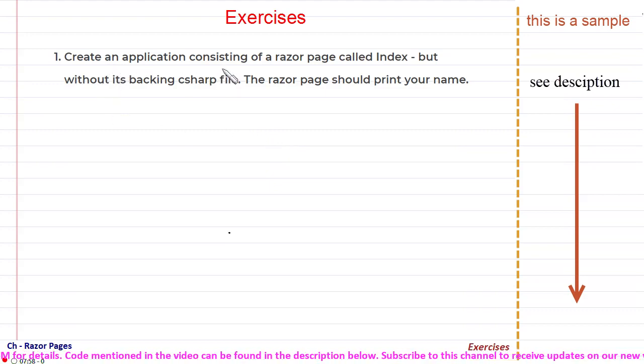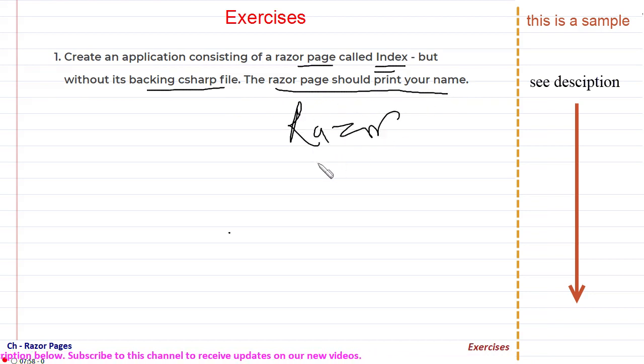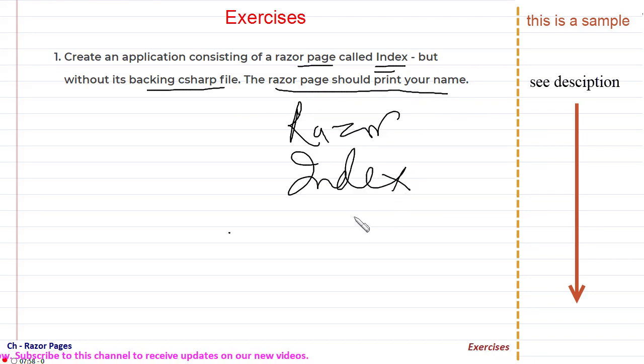Create an application consisting of a Razor page called index, but without its backing C# file. The Razor page should print your name. Basically, a Razor page, let us say a Razor page called index, is a pair of two files.